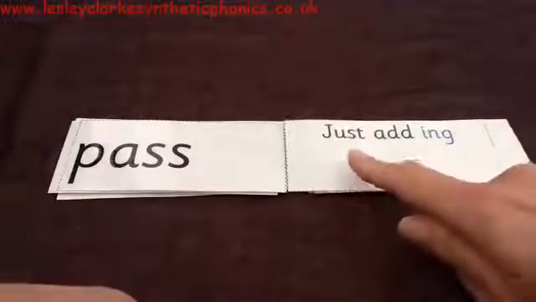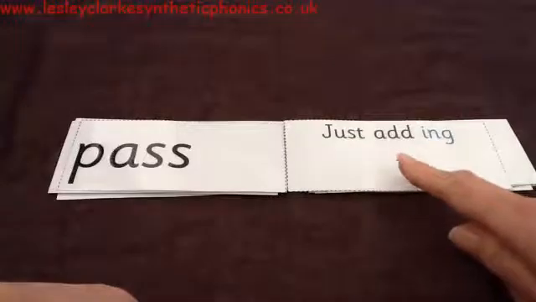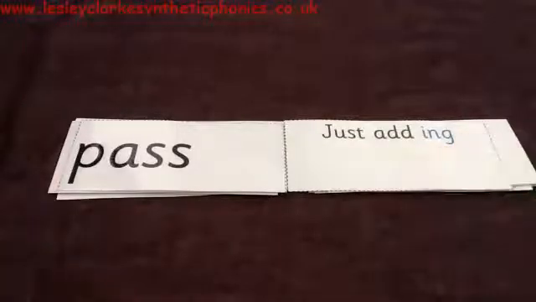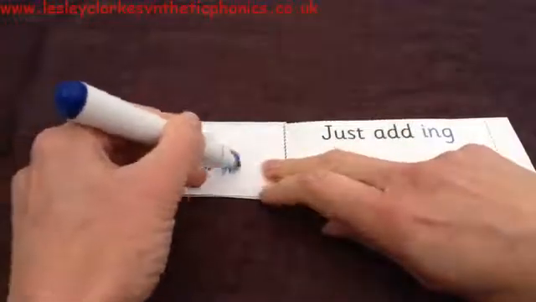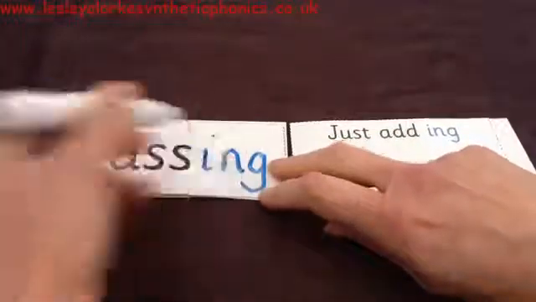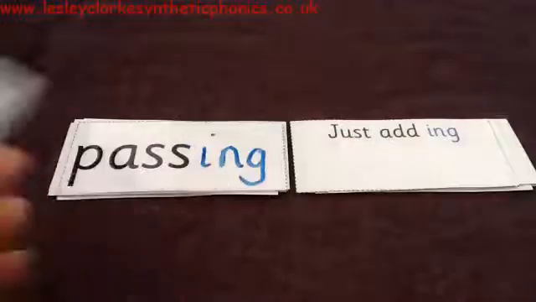This says, read it for me, just add ing. If you think that matches, shout snap. Well done, there's no E on the end this time, so we are just going to add ing. So now that says passing. Let's take those two away. Let's do the next one.